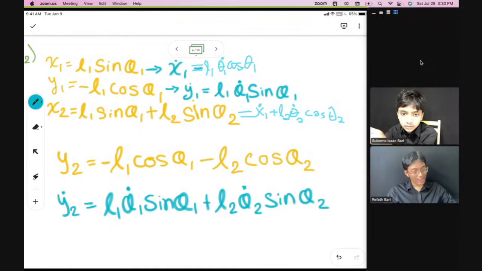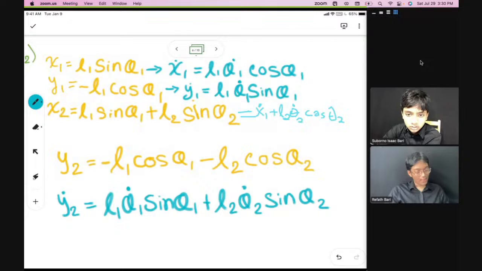You wrote x1 dot is equal to, I'm going to start writing over what you did, so you can start erasing it, even though it's completely correct: L1 theta 1 dot times cosine of theta 1. Y1 dot is, of course, just take the derivative. That's minus sine theta 1 times theta 1 dot. Let's see what you have for x2's derivative.